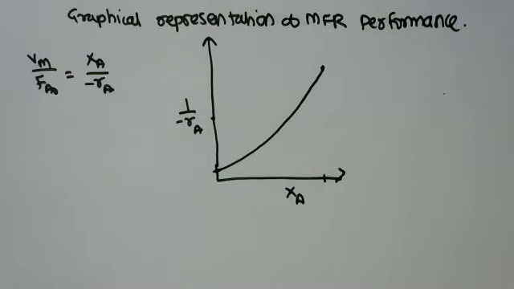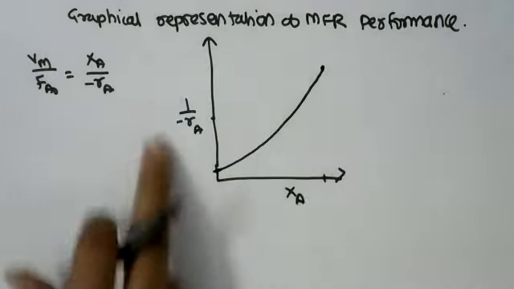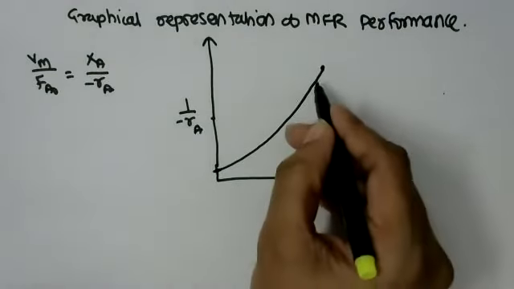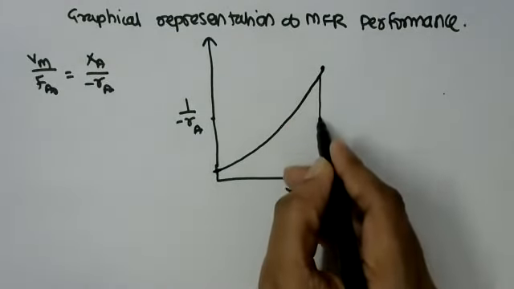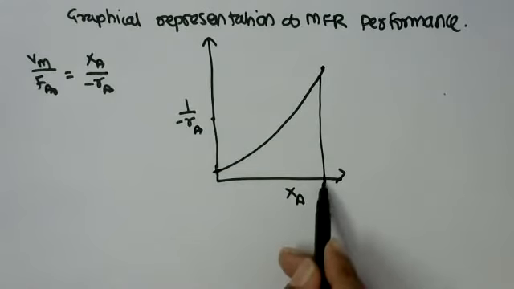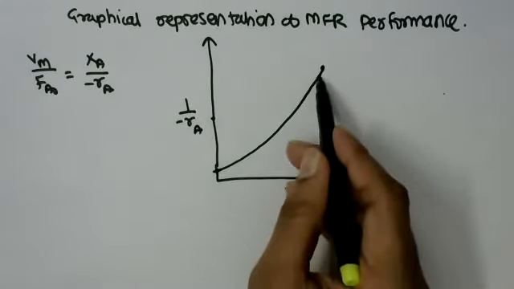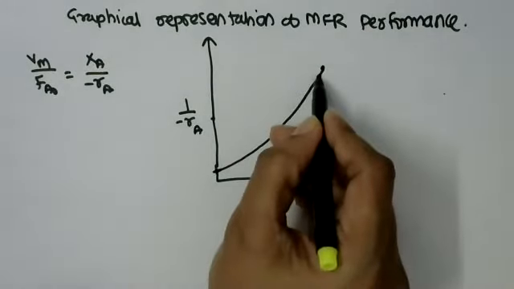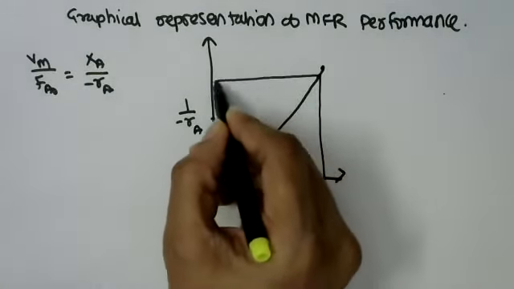Now, the question is, what is the use of this particular graphical representation? The use is like this. Suppose we are using a mixed flow reactor and we wish to obtain the conversion Xa. Then you have to locate the point Xa, draw the perpendicular till it intersects the curve, and then complete the rectangle like this.